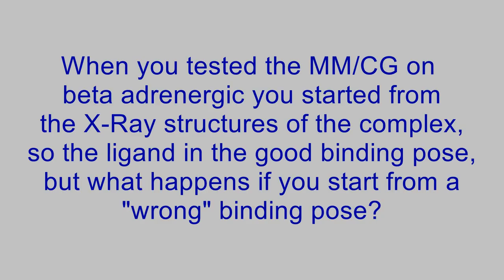Thank you for the nice talk. I have a curiosity. When you tested the MMCG on the beta adrenergic receptor, you started from the X-ray structure, if I'm not mistaken. So the ligand is already in the good binding pose. Did you test what might happen when you start from a wrong binding pose or conformation?